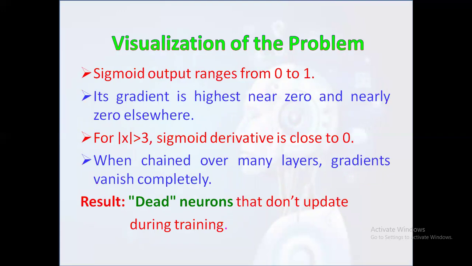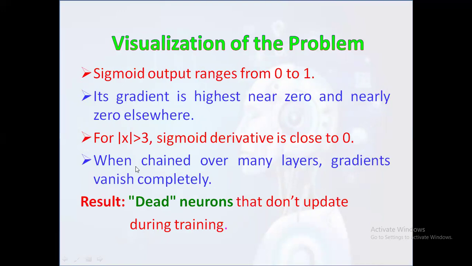Next, the derivative of the sigmoid is largest when the input is close to 0, but it quickly drops to a near 0 value when the input moves away from this region. This sharp fall off causes gradients to vanish outside a narrow input band.